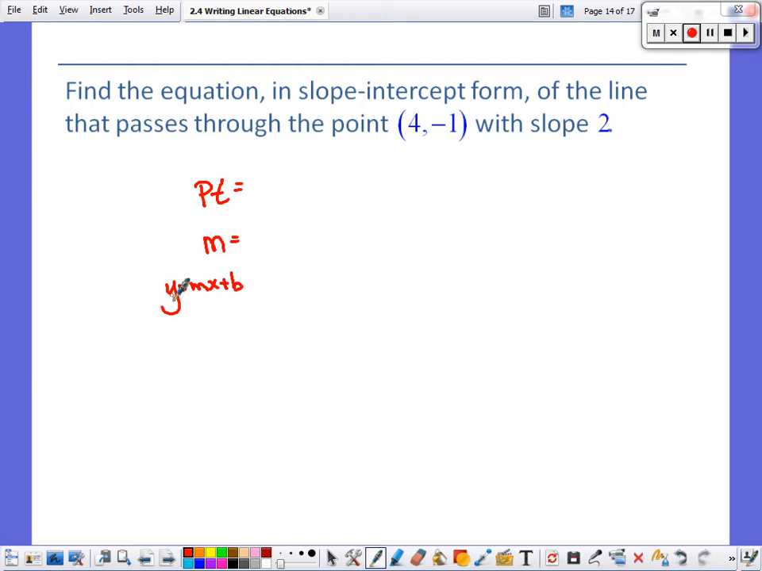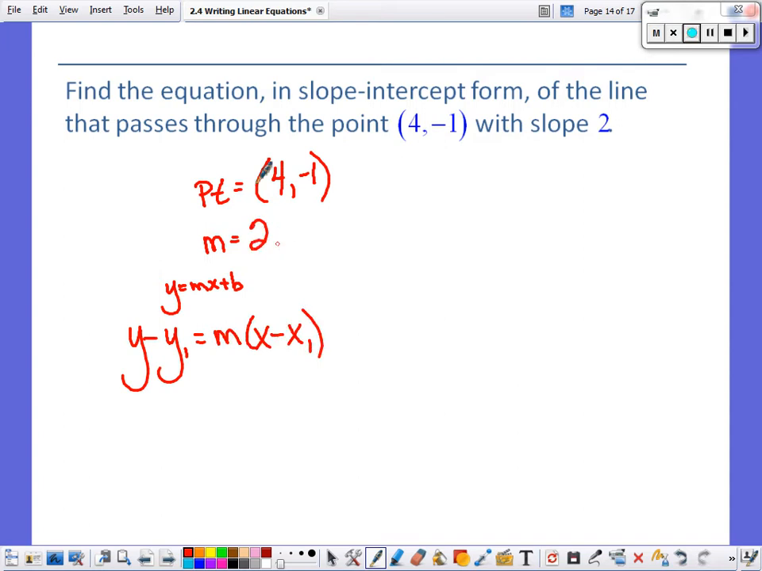Of the line that passes through the point 4, negative 1. Now notice that point is just some random point. It is not the y-intercept, so I can't just plug it in here. We're not going to go to the pre-algebra style of plugging in the 4 for x and the negative 1 for y and plugging in our slope and finding our b. No, we're going to use the point slope formula: y minus y sub 1 equals m times x minus x sub 1. Our slope is 2. They gave us that. So we know a point, we know a slope. Now it just comes down to plugging it in.